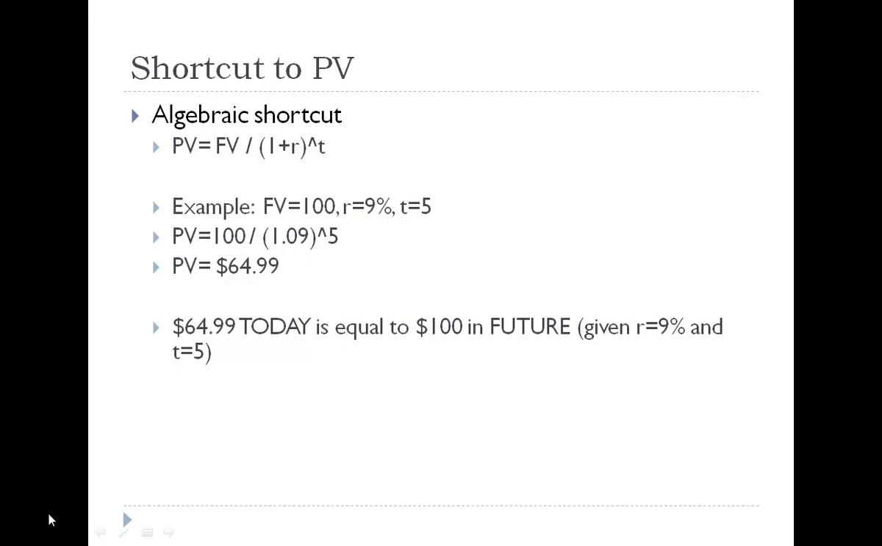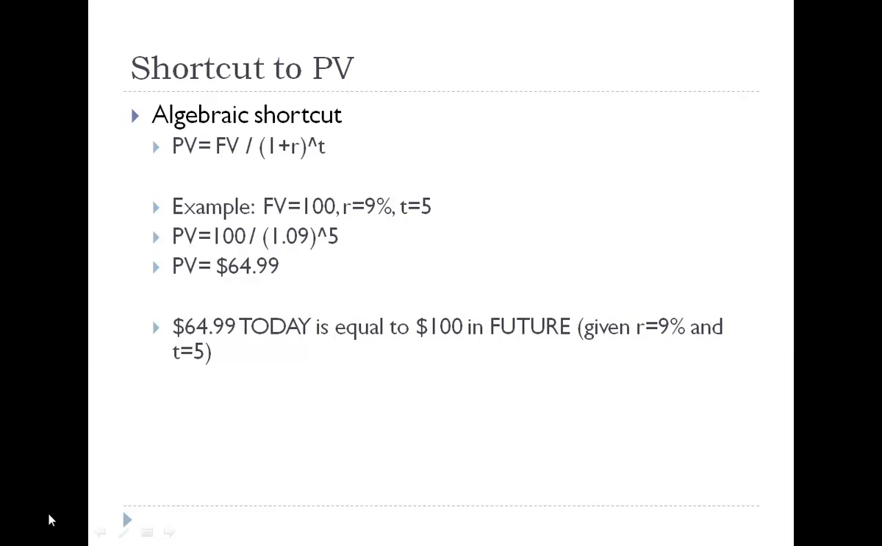What complicates this is multiple periods of time when we're doing the compounding. So one of the things that we've got at our disposal is an algebraic expression that can help us figure out the present value of a single amount of money regardless of how many time periods are involved. The algebraic expression here is that the present value is equal to the future value divided by 1 plus the rate of interest raised to the number of time periods.